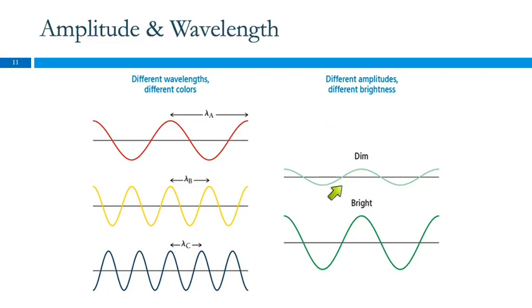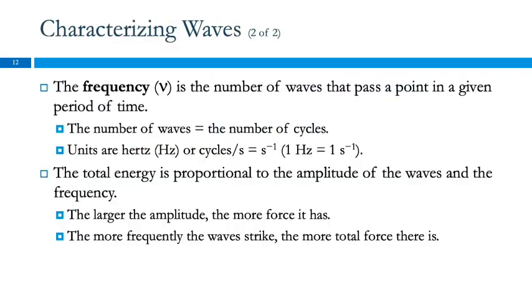The amplitude, how tall the wave is, is how bright the light is. So a short amplitude is going to be a dim light, and a large amplitude is going to be a bright or intense light. You can have a very dim red light, or you can have a very intense red light, right? They have the same wavelength, it's just the amplitude is different. The variation in color means different wavelengths.